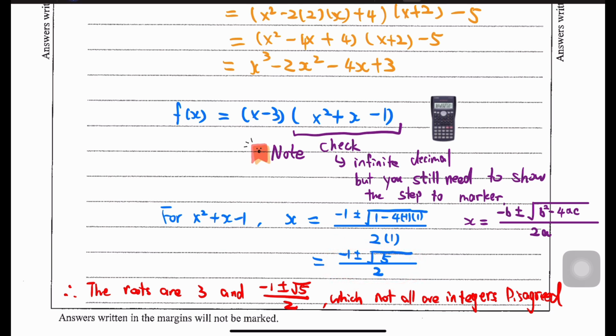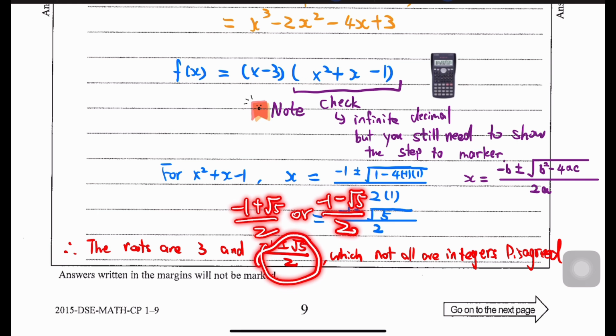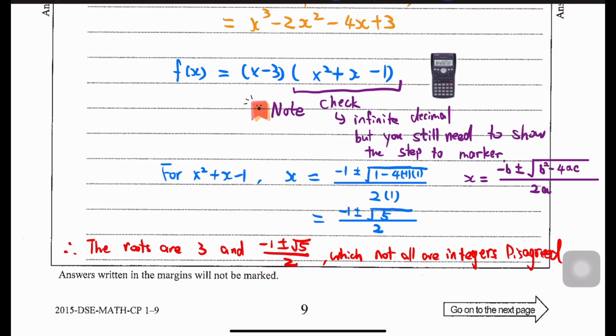Here, in the answer, we can say that the roots are 3 and negative, plus or minus. Plus or minus means that we have two answers. One is plus and one is minus. Okay, so here actually there are three roots, which are not all integers. So we disagree with this.